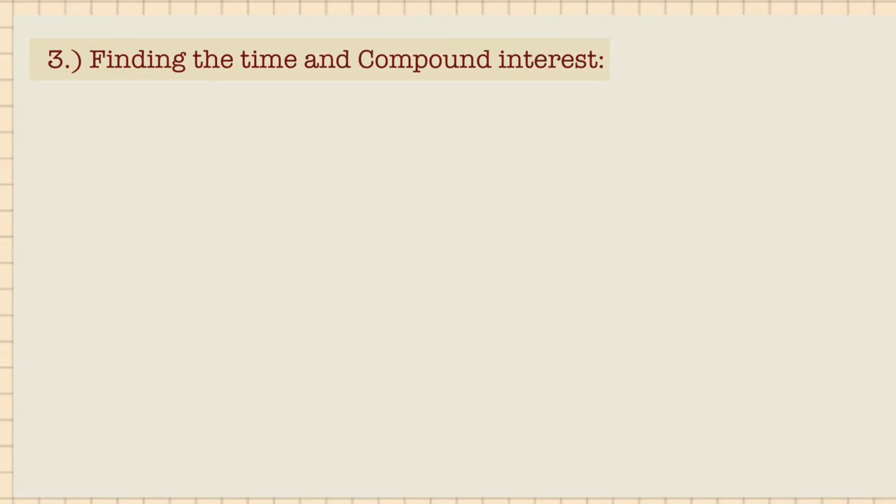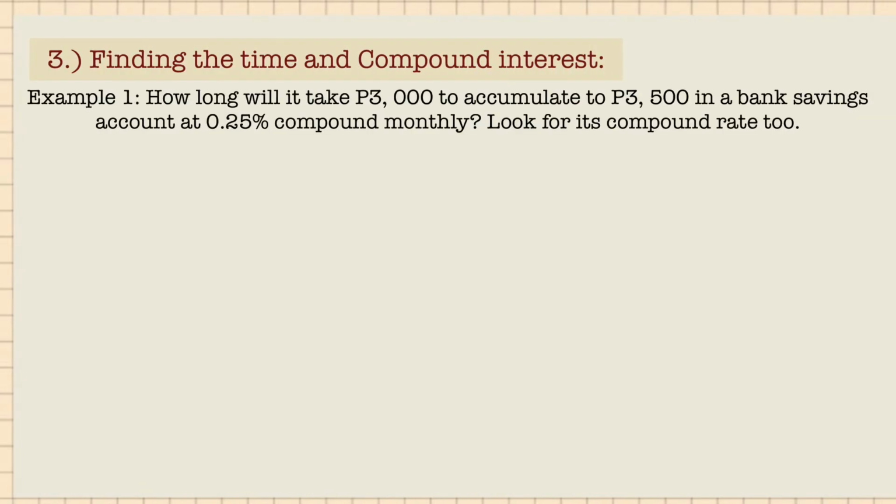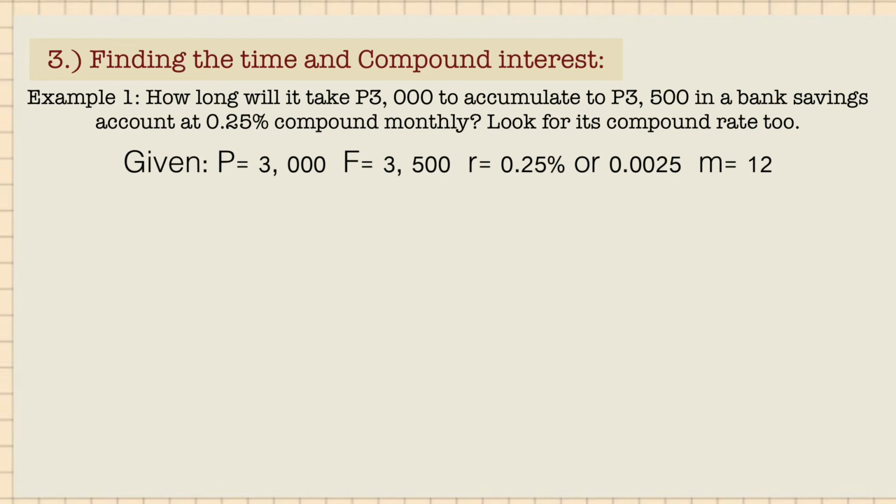Now let's find the time and compound interest. With the first example, how long will it take 3,000 to accumulate to 3,500 in a bank savings account at 0.25% compounded monthly? Look for its compound interest too. So with the given P equals 3,000, F equals 3,500, R equals 0.25% or 0.0025, then M equals 12. Now with the formula, I equals R over M equals 0.0025 over 12.